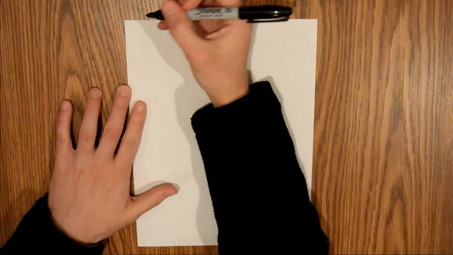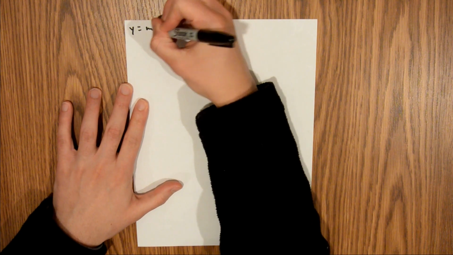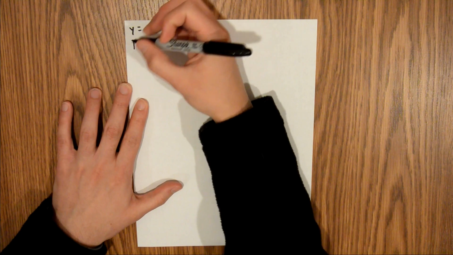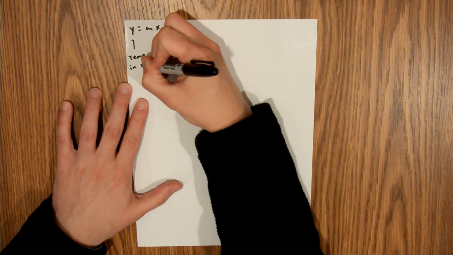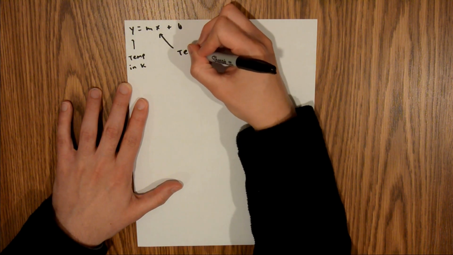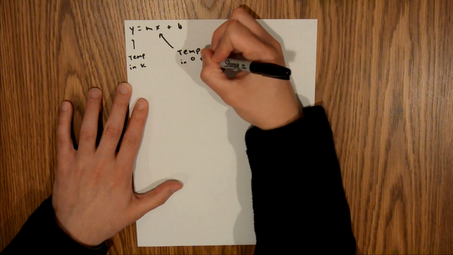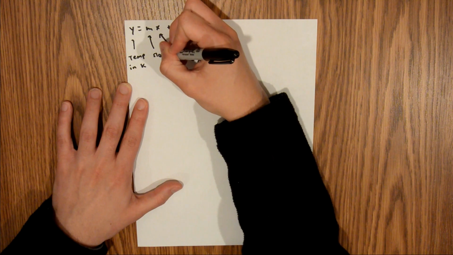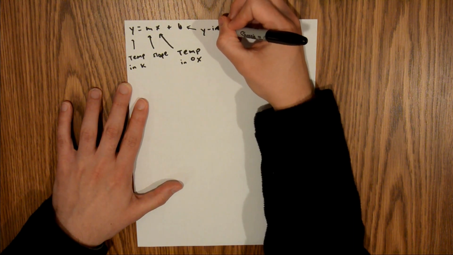linear equation. And the generic form of a linear equation is y equals mx plus b, where y is going to be our temp in Kelvin, x is going to be our temp in this arbitrary scale, degrees x, m is our slope, and b is our y-intercept.